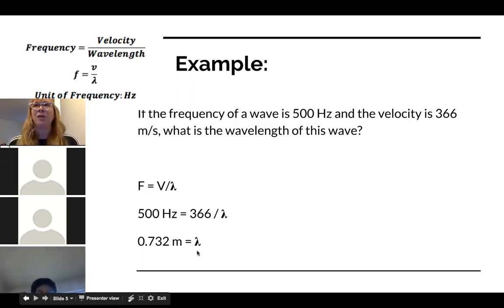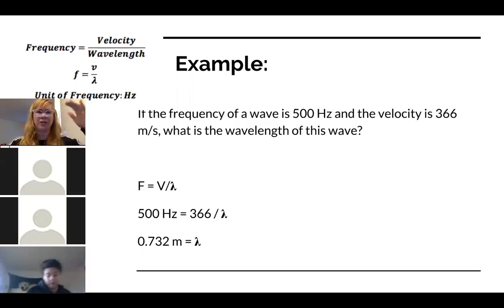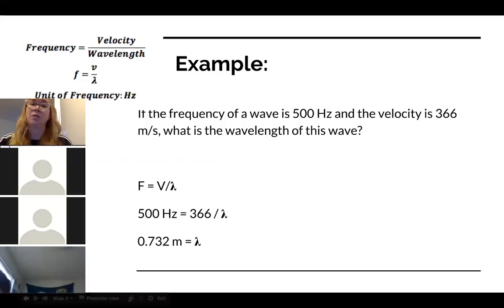That might sound small to you, right? But if you think about how big a meter is, and we think about a wavelength being the crest of the wave to the crest of the next wave, a meter is pretty long for a wavelength. And some waves do get that big, but for the most part, waves are smaller.